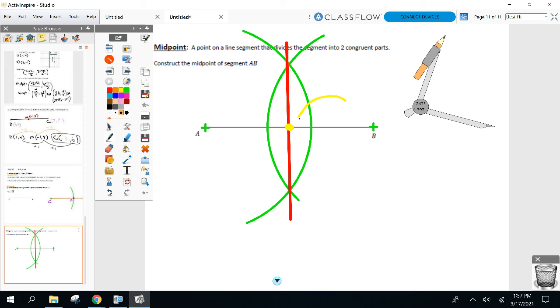So you have to open it up more than half the length. Flip it, draw the same arc so you have 2 intersection points. Draw your line right down through those points, and then you've found your midpoint of AB. There it is.